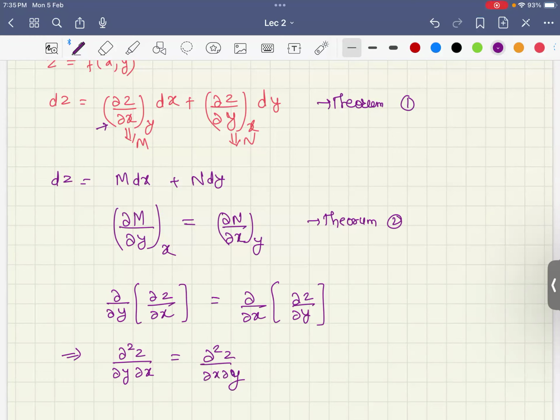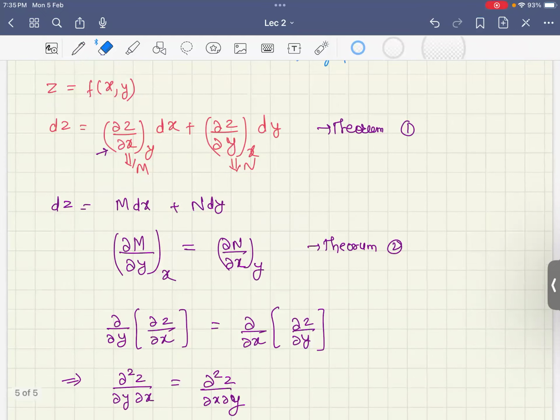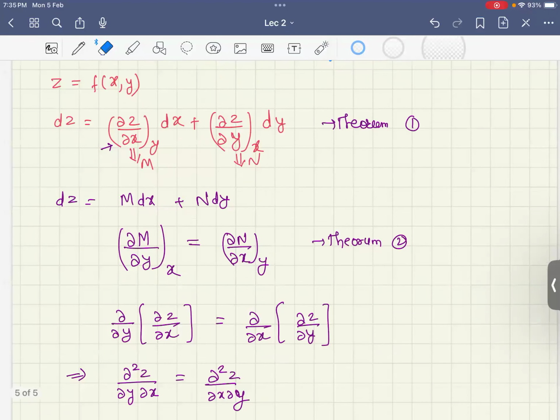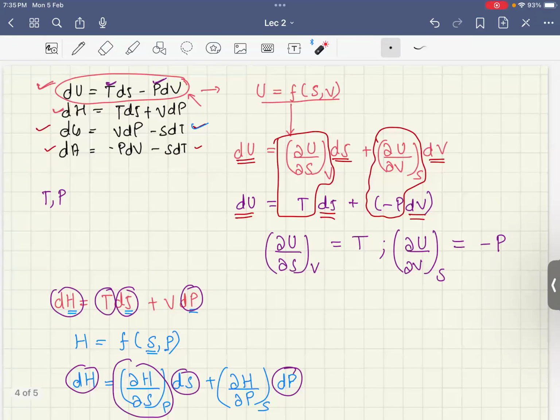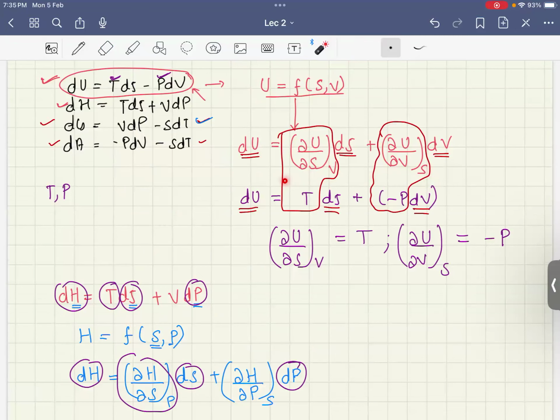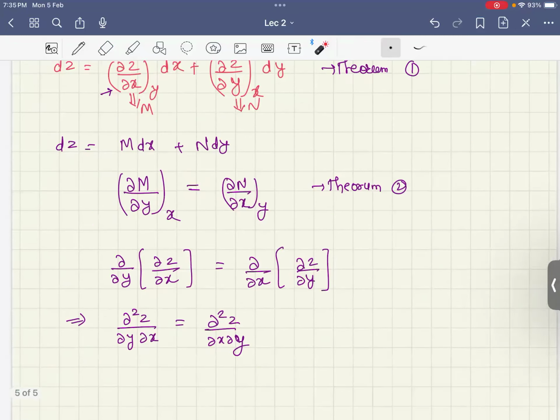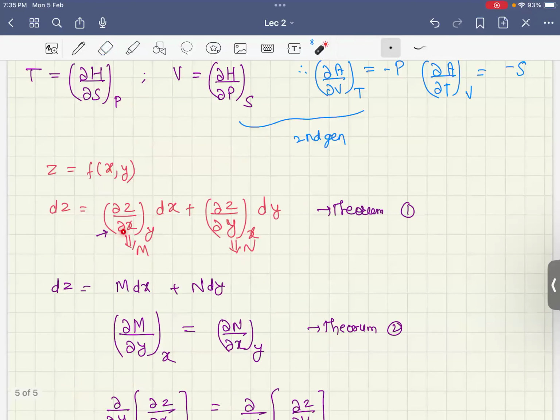Can you explain one more time? Okay. Theorem 1 is like this, which we already know. Let us assume there is some variable z which is a function of x and y. Then we can write dz as dou z by dou x at constant y into dx, plus dou z by dou y at constant x into dy. This is our theorem 1.